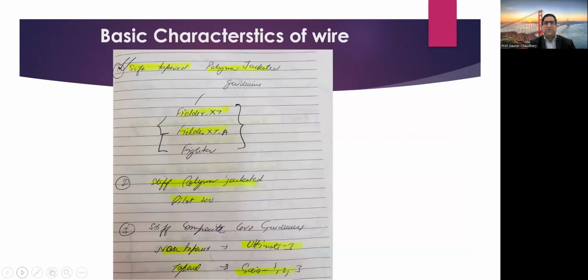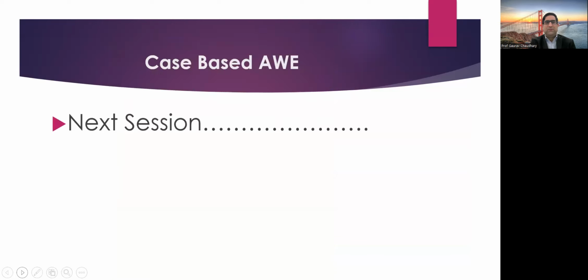So again, just for basic revision and to reinforce the things. The soft taper tip, polymer jacketed wires are Fielder XT, Fielder XTA; a stiff polymer jacketed wire is Pilot 200, Gladius; and the stiff composite core wires are, non-tapered, Ultimate Bros 3 and, tapered, Gaia 1, 2, 3. They are stiff composite core wires.